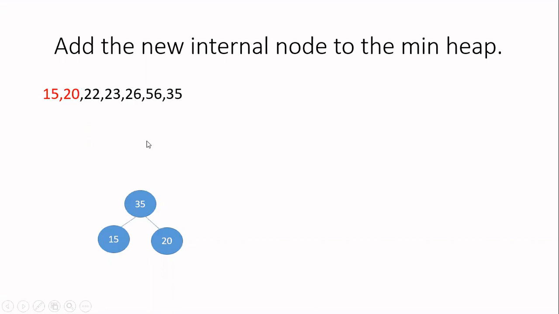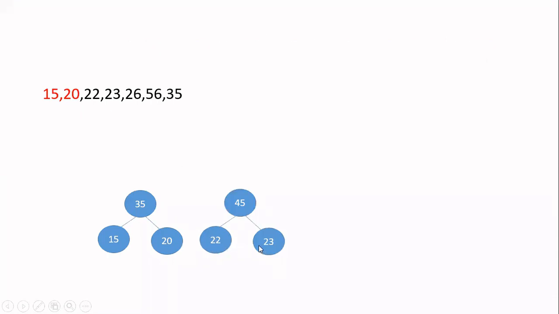So what is my next step? I have to again extract 2 nodes with lower frequency value. So I am going to now extract 22 and then 23. Then I am forming a new internal node by adding the frequency of these 2 nodes. So 22 plus 23 is 45. The frequency of the new internal node is 45.